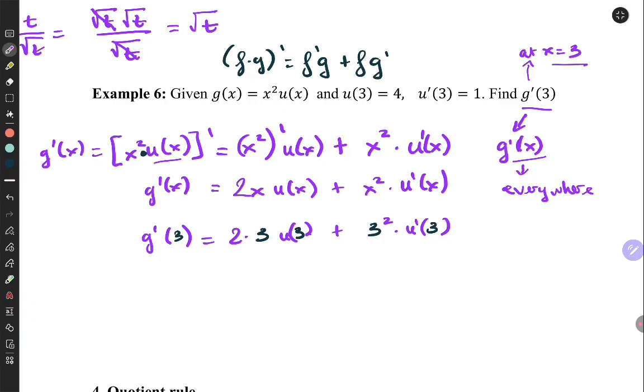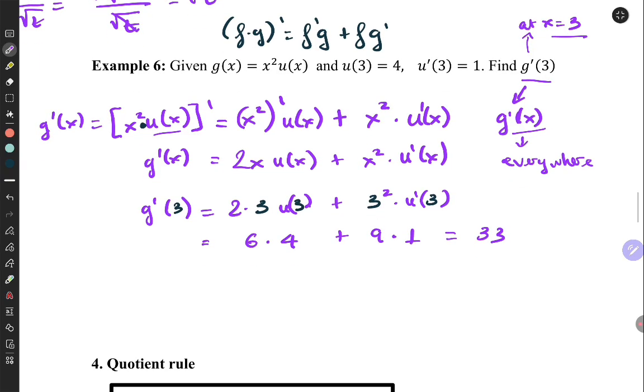Okay. 2 times 3, everybody knows that is 6. This is 9, right? What is u of 3? Again, you don't know that function. But do you know u of 3? Is there any information given to you? Right there. Right? u of 3 is 4. u prime of 3 is 1. Now you have everything. Okay, 6 times 4, 9 times 1. Okay. All right. Any questions?